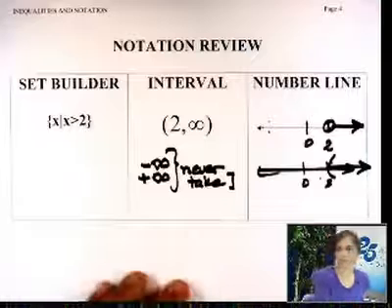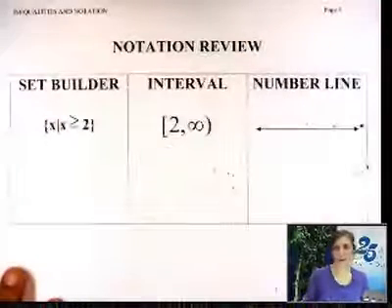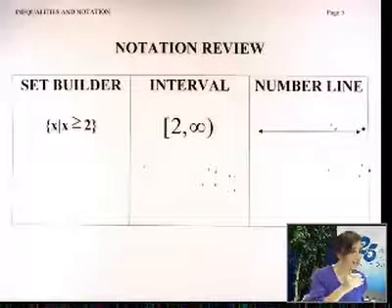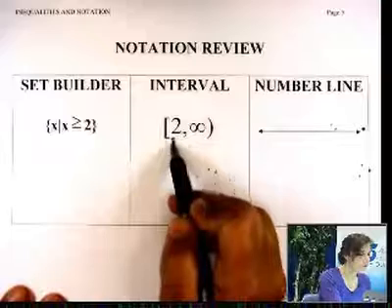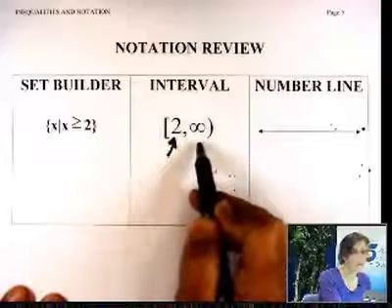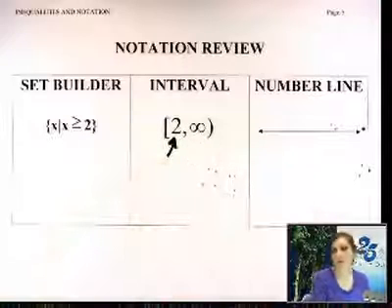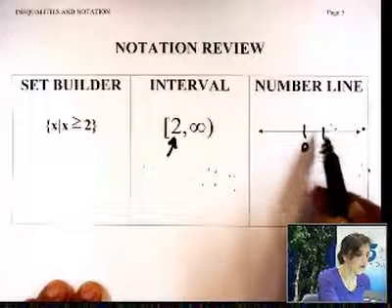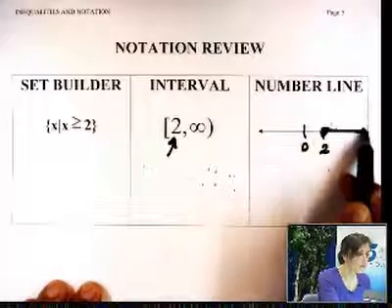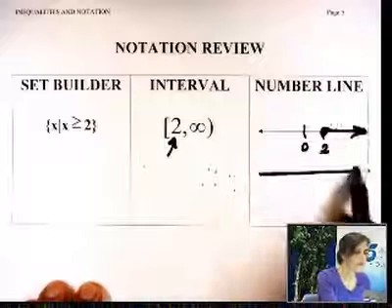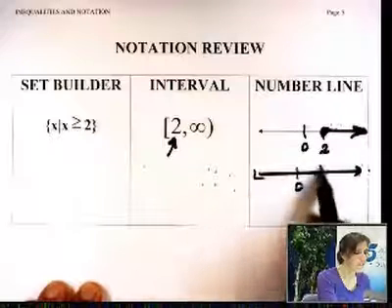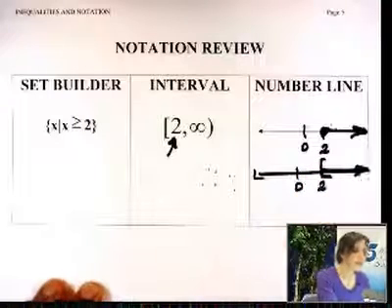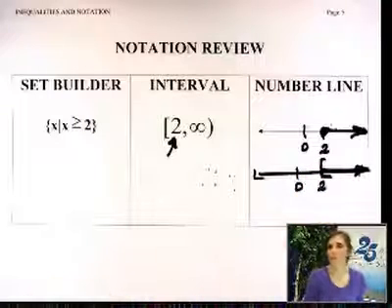Okay. So let's look at another one. x is greater than or equal to 2, so that means that's going to take a bracket, all the way to infinity. Infinity never takes a bracket. How do you show that on the number line? Black dot to the right. You can also show it with a bracket to the right. Good.